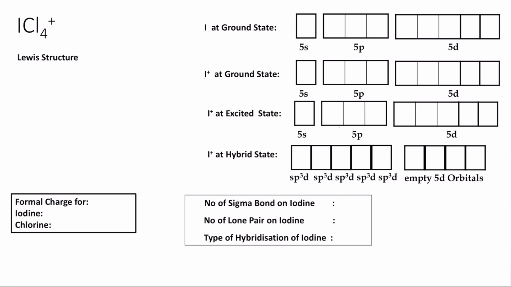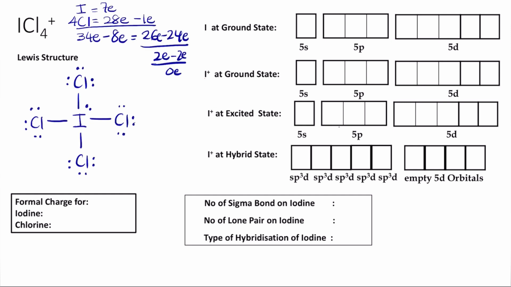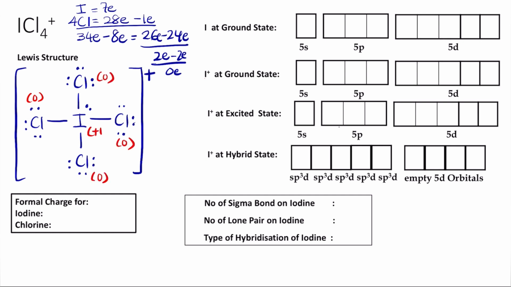ICl4+, kita kena draw the Lewis structure. Okay, dalam kes ini, if you take a look carefully, untuk polyatomic ion, Lewis structure tu kita kena tentukan formal charge untuk dapatkan stable Lewis structure. So, same goes here. Saya akan determine formal charge untuk chlorine, semuanya 0. Tetapi untuk iodine adalah positive 1. So, you can see that iodine, dia ada formal charge positive 1 dan chlorine ada 0.